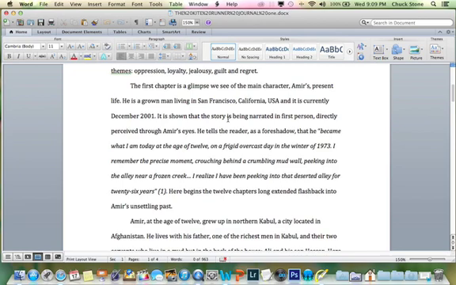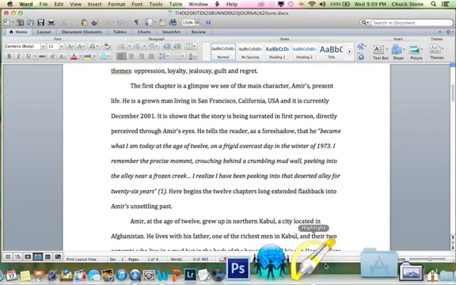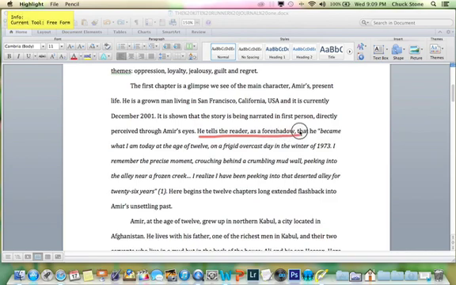But then she jumps down into analysis. It is shown that the story is being narrated in first person. Okay, so talking about analysis there, narration, first person, directly perceived through Amir's eyes. He tells the reader as a foreshadowing that he became what I am today at the age of 12 on a frigid, overcast day in winter of 1973. I remember the precise moment, crouching behind a crumbling mud wall, peeking into the alley. I realized I'd keep peeking into that deserted alley for 26 years.